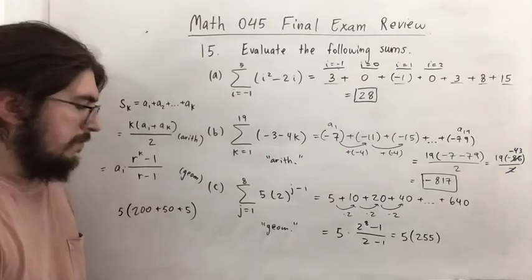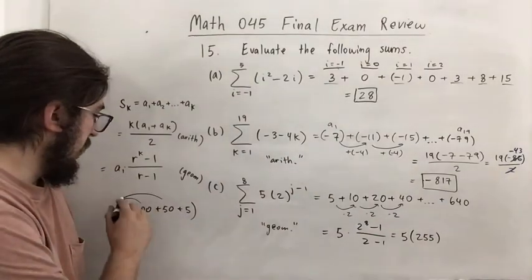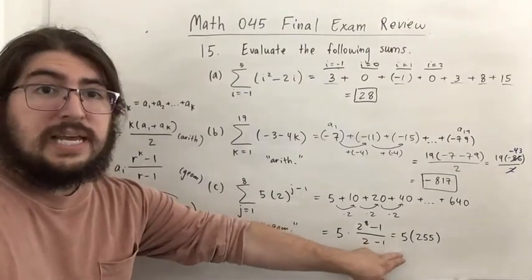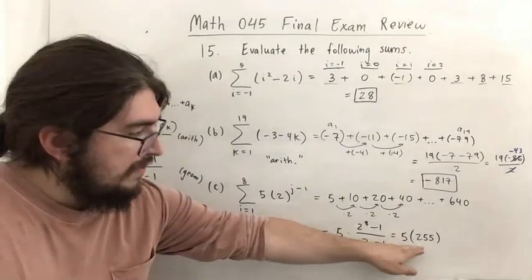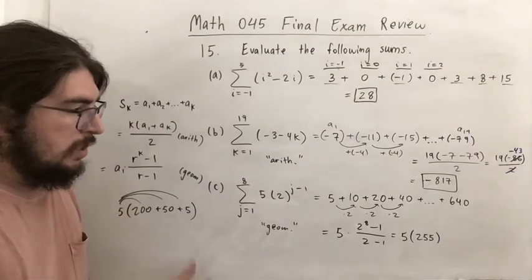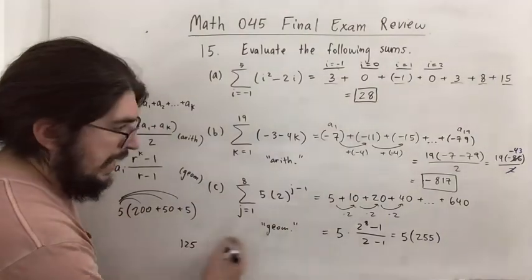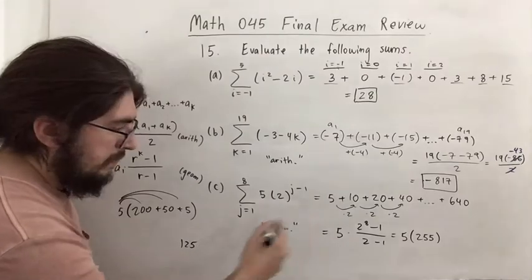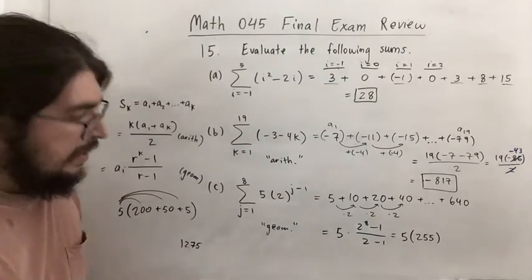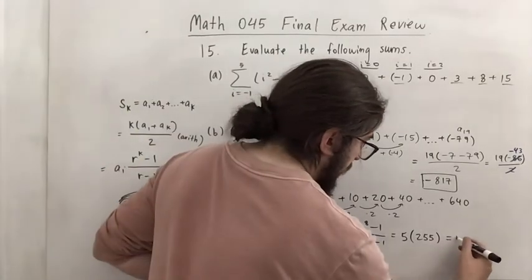There's probably more elegant ways of multiplying by 5. In fact, one nice way is to think of 5 as 10 over 2. So you can half this and then multiply by 10. So like I know half of 250 is 125. And half of 5 is 2.5. So it's going to be 1275. So that, in fact, is the answer, 1275.